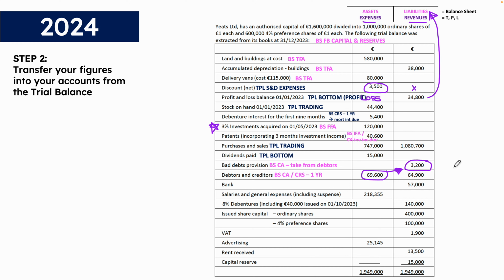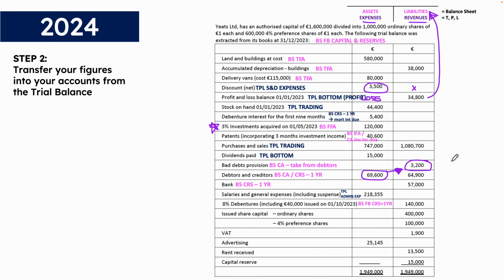They are not bad debts written off. It hasn't happened yet. And then you've got creditors. The creditors will go into creditors minus 1 year. The bank is on the credit side. That is a liability, bank overdraft, creditors minus 1 year. Salaries and general expenses will go into TPL admin.